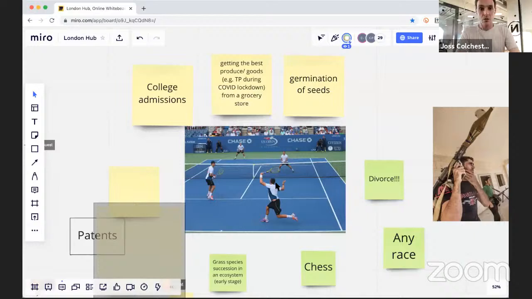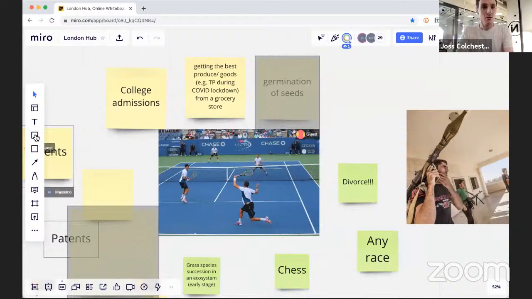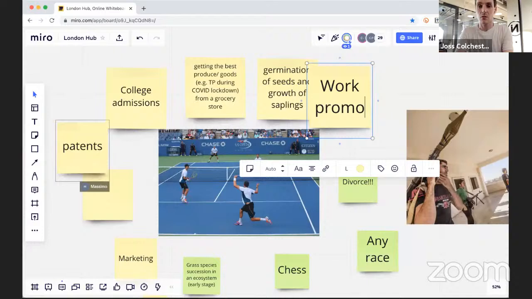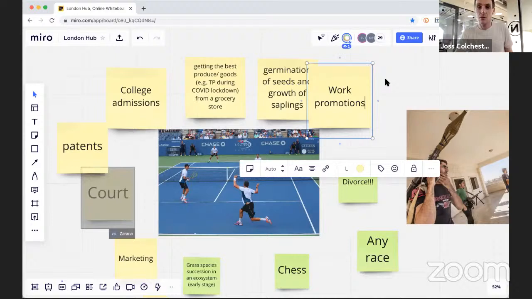Okay, Dora has done work promotions. Work promotions, okay. Let's put that up there. No, not that one. Work promotions. Okay, anybody else want to unmute themselves and say something that they have here?